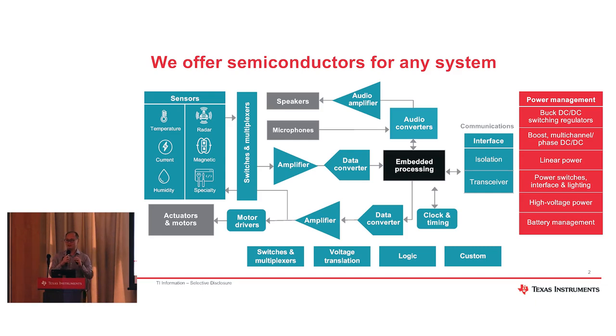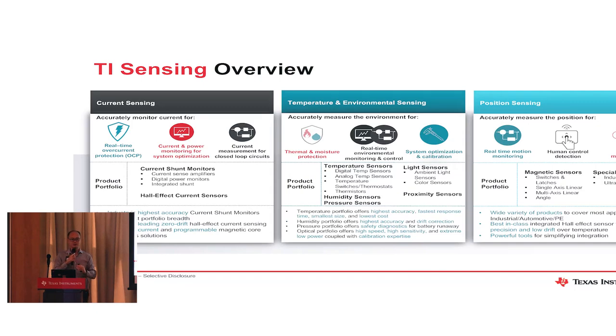So let me focus a bit more on sensors. In case you have never used TI sensor products before, let me go into the details of it. We group them into three main categories. First one is current sensor, like current shunt monitors and Hall effect current sensors. Second one is temperature and environmental sensors. We know there's a lot of temperature sensors on the board: digital temperature sensor, analog temperature sensor. We also have humidity sensor or pressure sensor.